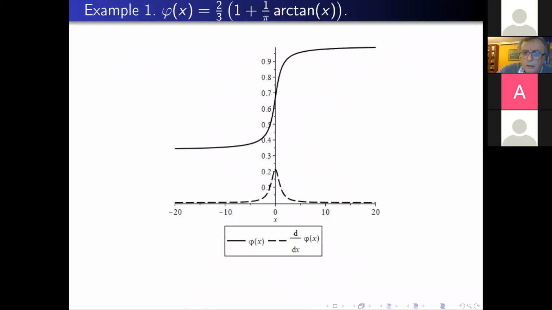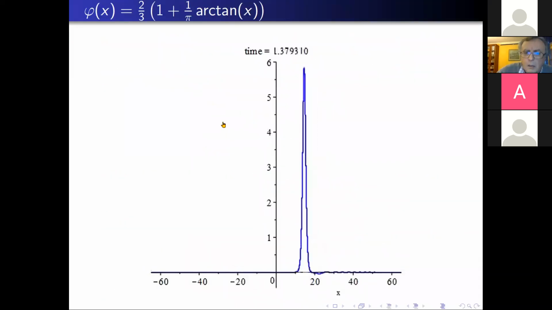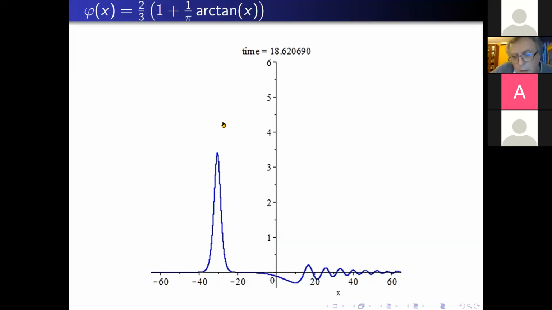And here is how the soliton is transformed meeting this non-homogeneous region. It is a one-soliton solution and a decreasing one, so that some energy has been lost.